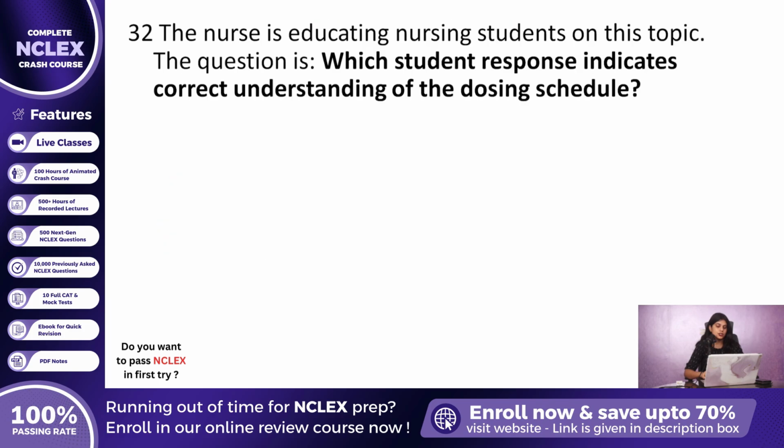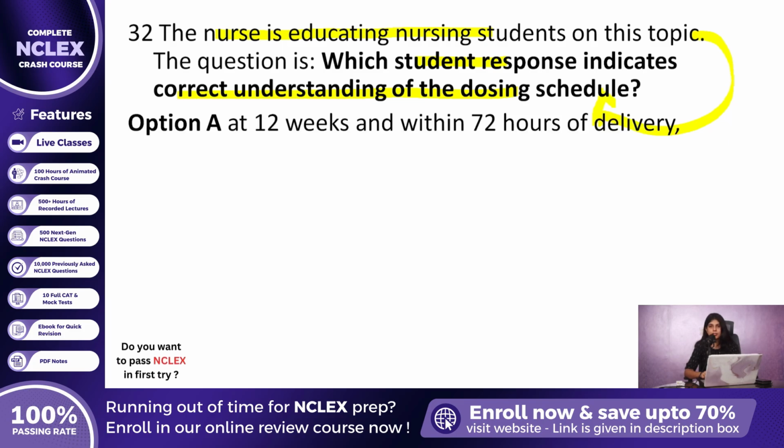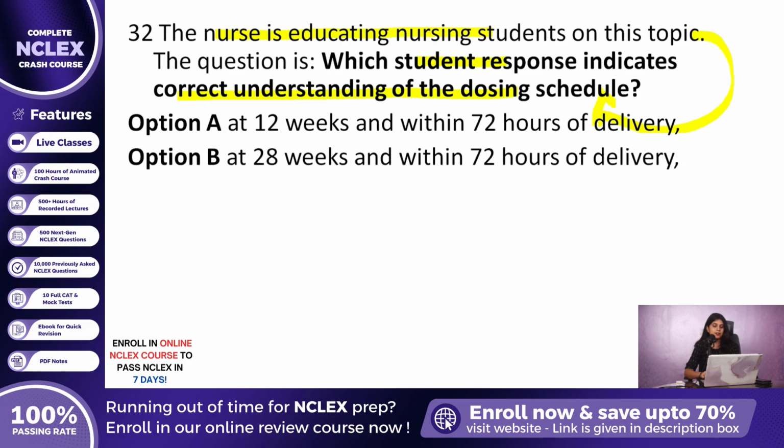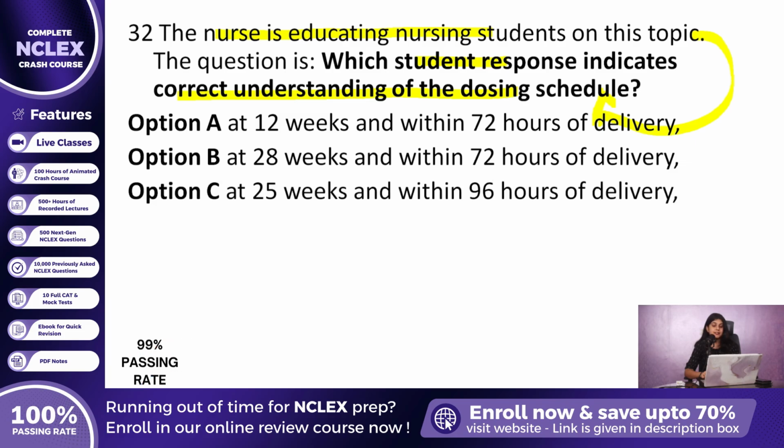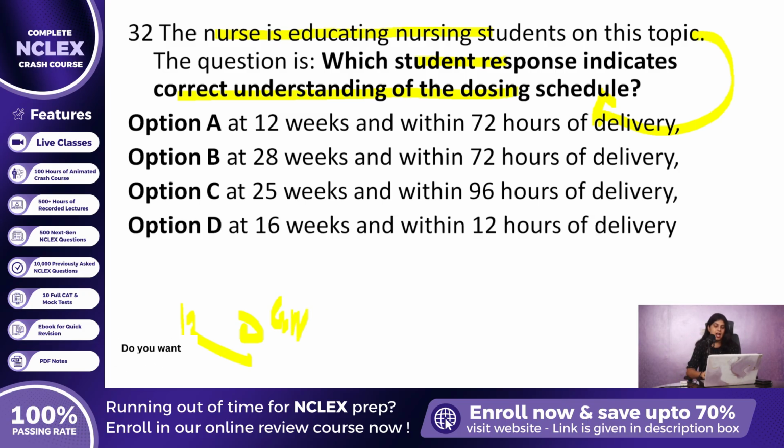Let us now examine question 32, which reviews the correct timing for Rho-D immune globulin administration. The nurse is educating nursing students on this topic. The question is, which student response indicates correct understanding of the dosing schedule? The options are option A at 12 weeks and within 72 hours of delivery, option B at 28 weeks and within 72 hours of delivery, option C at 25 weeks and within 96 hours of delivery, and option D at 16 weeks and within 12 hours of delivery. The correct answer is option B, at 28 weeks and within 72 hours of delivery.